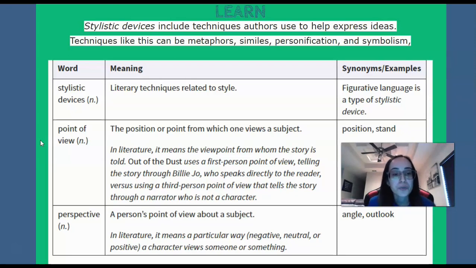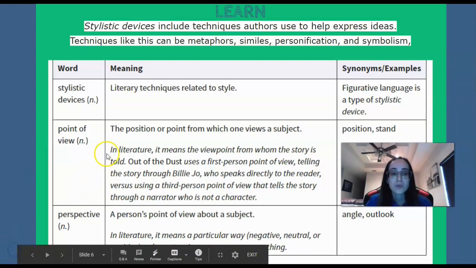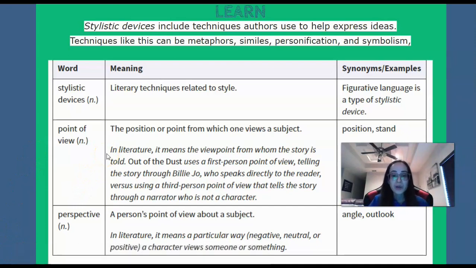Next word, point of view. The position or point from which one views a subject. Now, some of you may be thinking, Miss, do we have to write that whole thing? Well, yes, you do, and I would like you to take these notes because I promise it's going to help you for the exit ticket, and that is going to be one of your grades this week, that exit ticket that you are going to complete after this video. So, in literature, it means the viewpoint from whom the story is told.